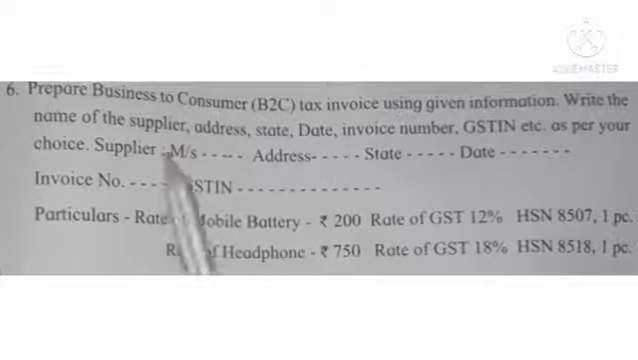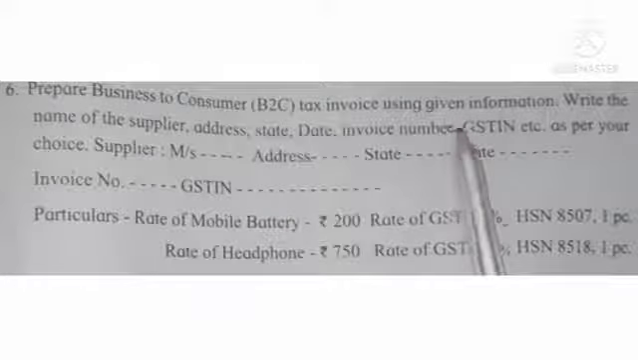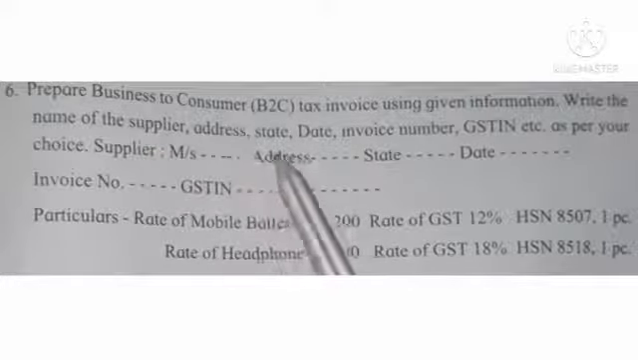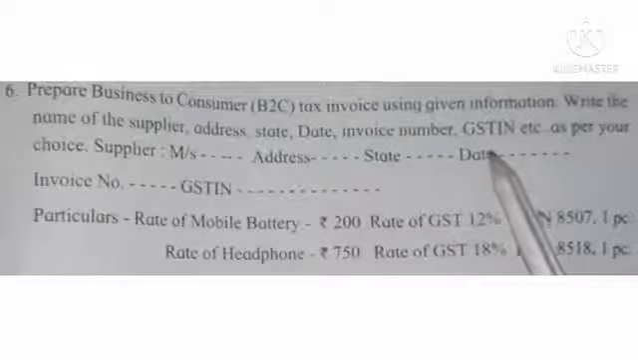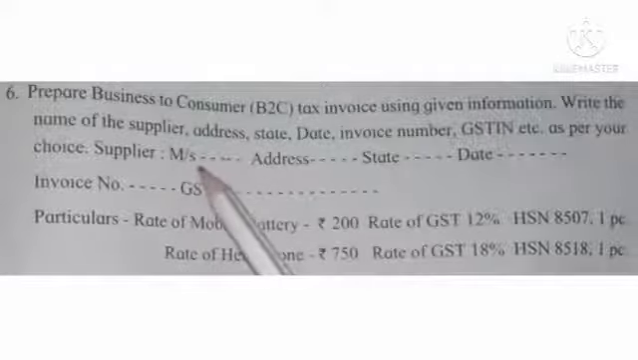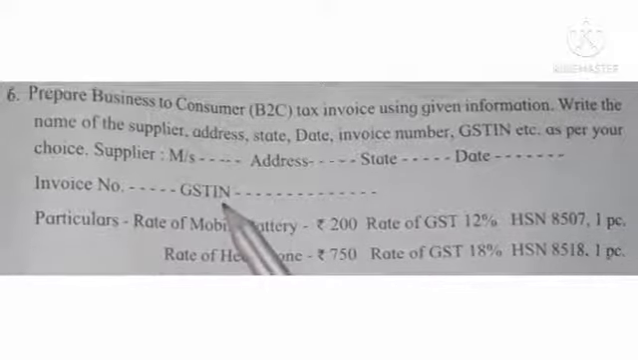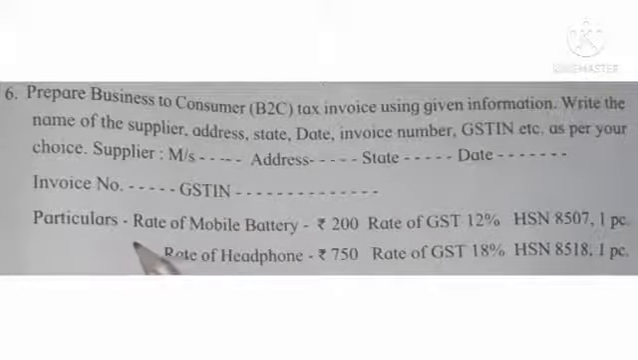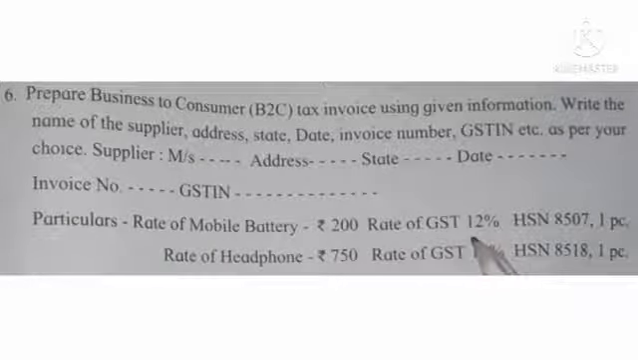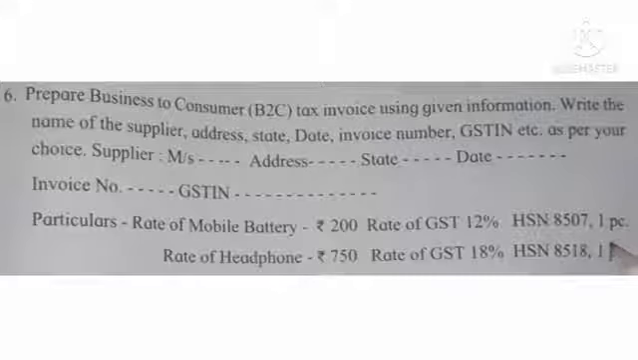See question number 6. Prepare business to consumer B2C tax invoice using given information. Write the name of supplier, address, state, date, invoice number, GSTIN, etc. as per your choice. What are the particulars given? Rate of mobile battery rupees 200. Rate of GST is 12% and HSN number is given, 8507. We require one piece.